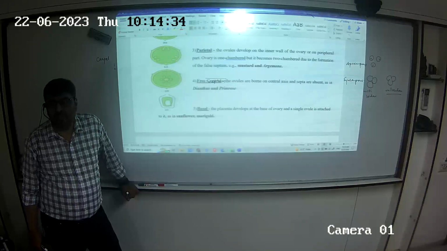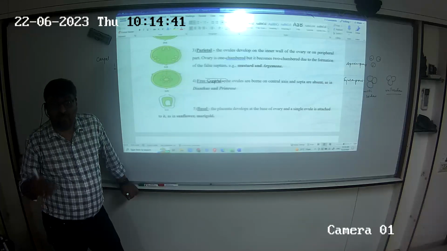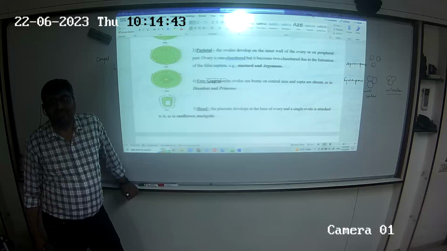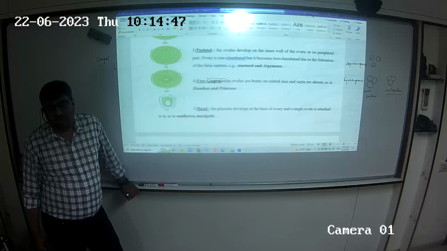Yes, please. And due to the false septum and the parietal, they have called it unilocular. Yeah, false septum will make it two chambers. But false septum won't be counted as a partition. No, not counted as a partition.